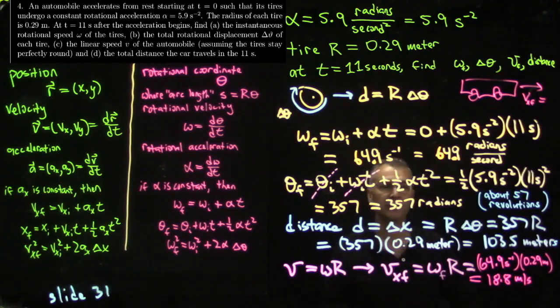In fact, your car's odometer assumes that your car tires are rolling without slipping, whereas the GPS on your phone doesn't make that assumption. So 357 radians times a radius of 0.29 meters is 103.5 meters. So we've gone a little over 100 meters, about a football field.